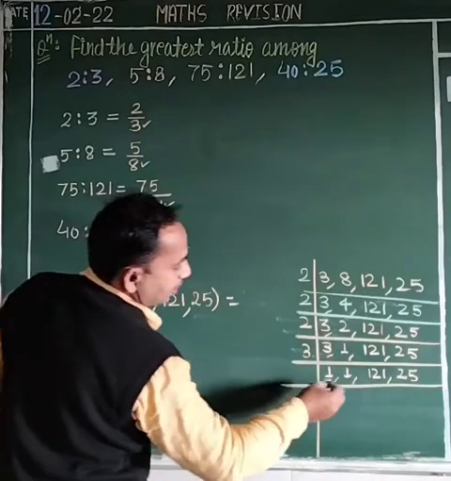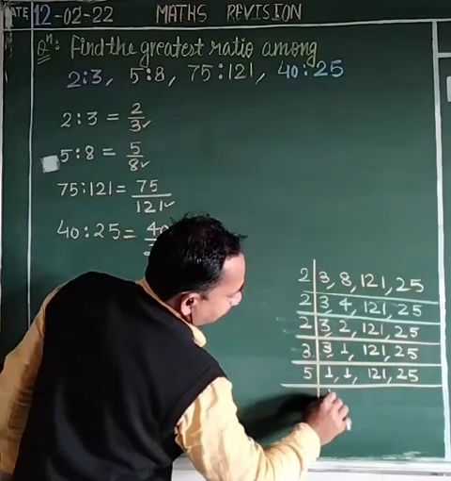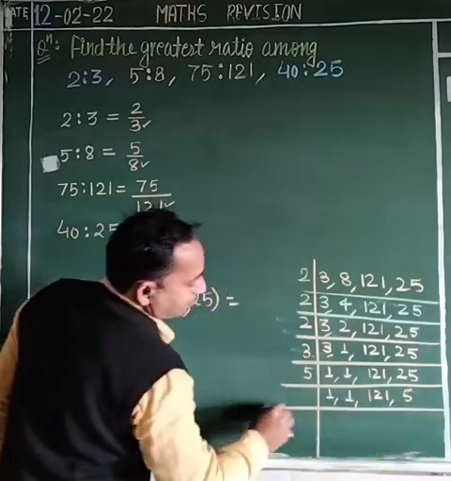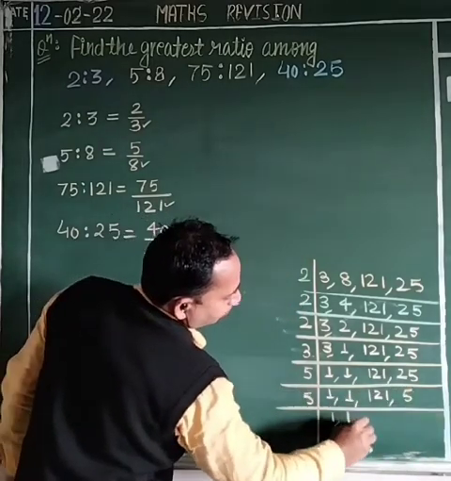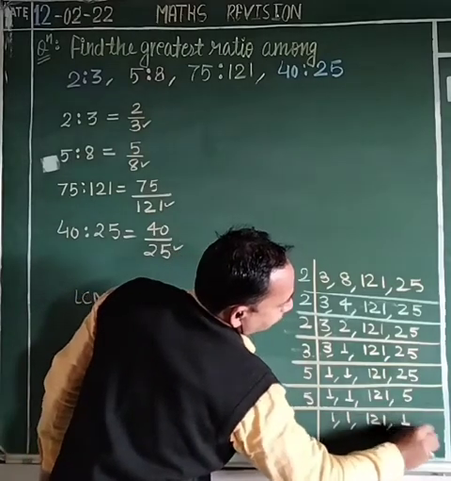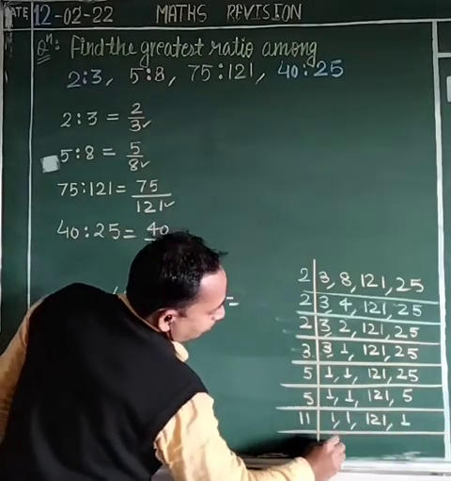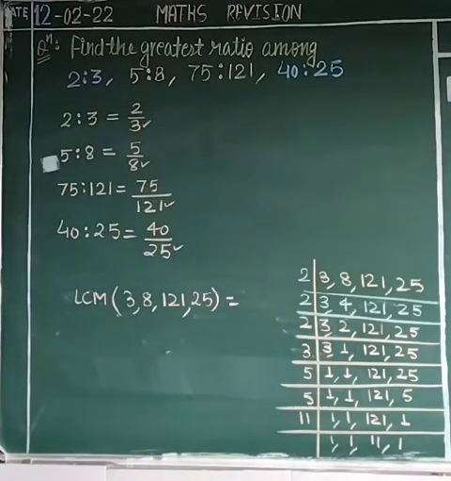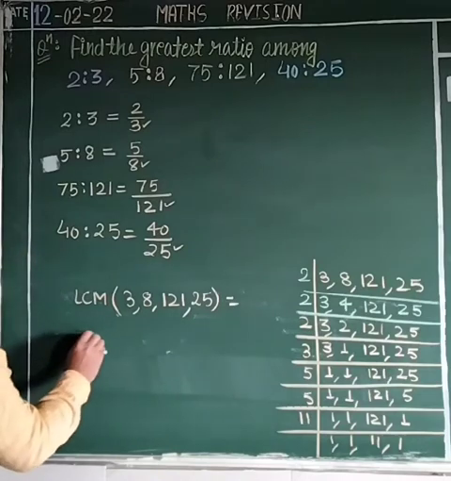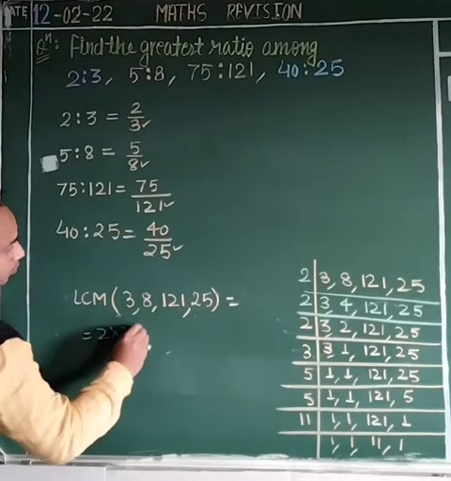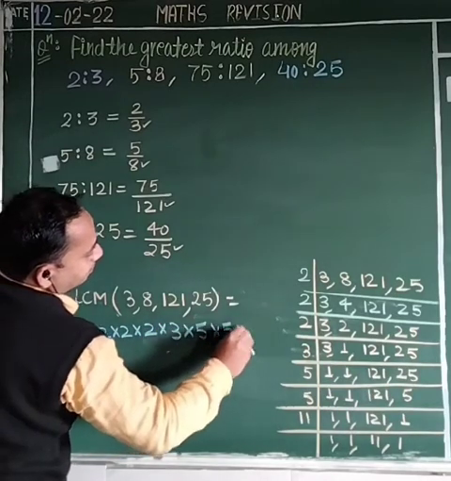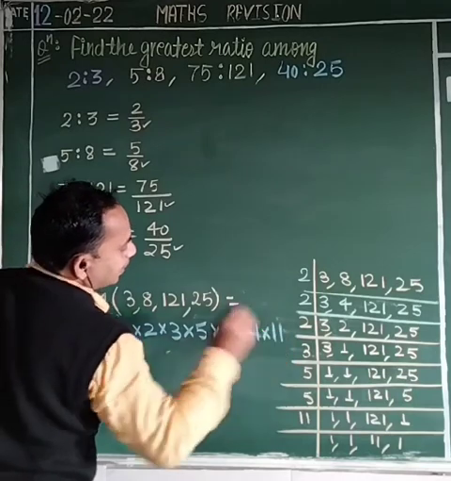Work upon it class, how it is going on. 5, 1, 1, 121, 5. 1, 1, 121, 5. 11. 1, 1, 11. Now stop. So the LCM of these numbers is 2, 2, 2, 3, 5, 5, 11 and 11.